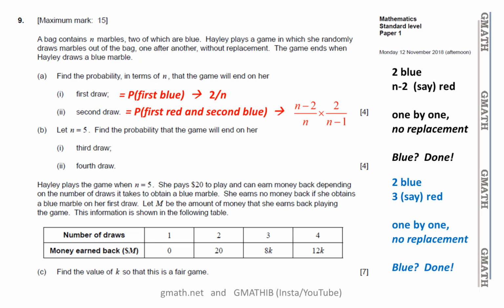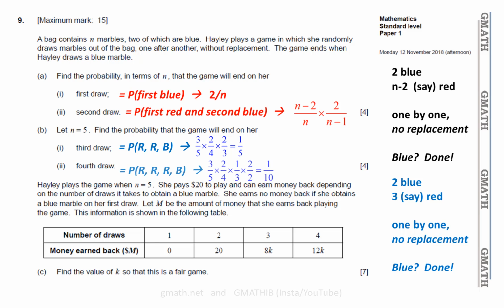Now the examiners tell us to use n equal to 5. Hence, calculating the red, blue sequential extractions is done with the same reasoning, but with numerical values. The fourth draw ending game is done with the same rationale.